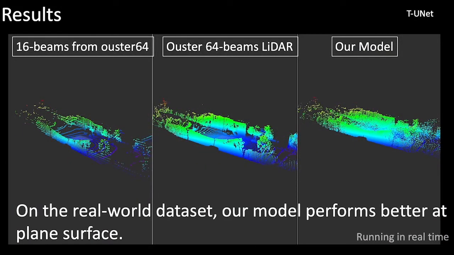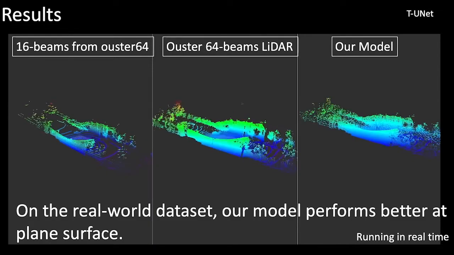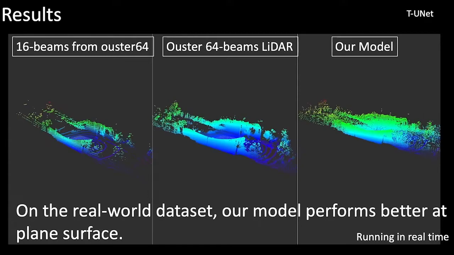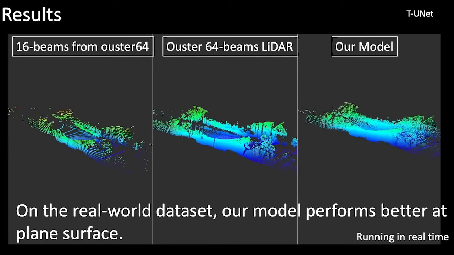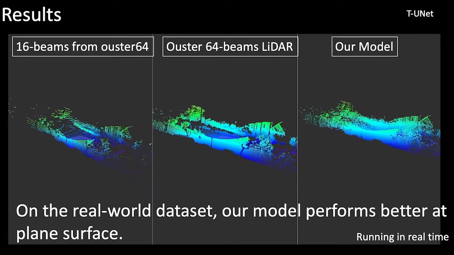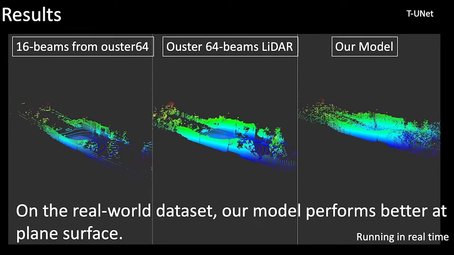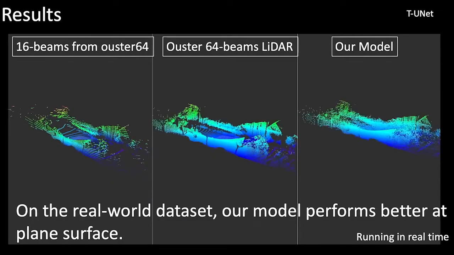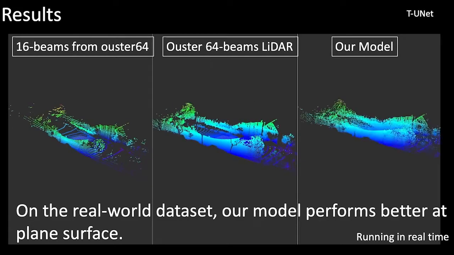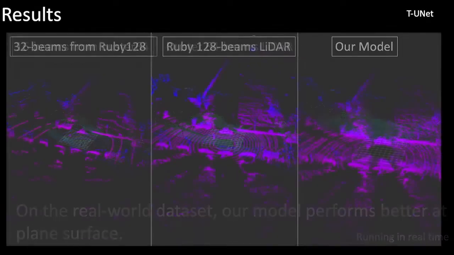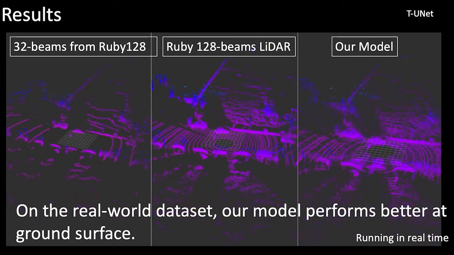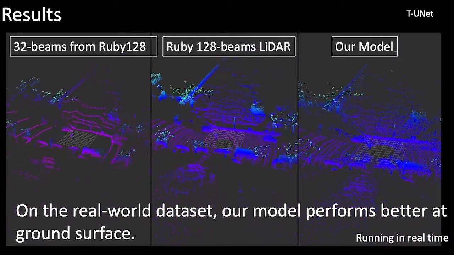These videos show the test result of the real-world dataset, and the scene is a road segment. The left side is the input 16 laser beams LiDAR point cloud. The middle is the 64 laser beams LiDAR as the ground truth, and the right side is the super-resolution point cloud output by the model. It can be seen that the model performs better on the plane, which is consistent with the result on the simulation datasets.